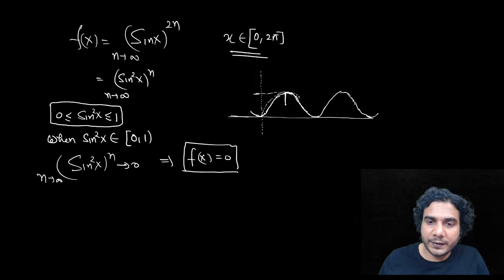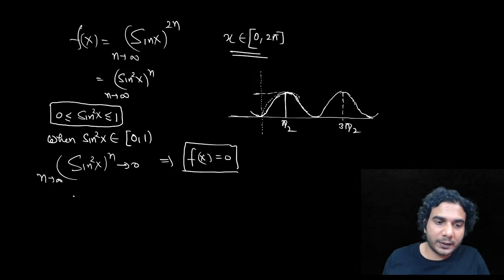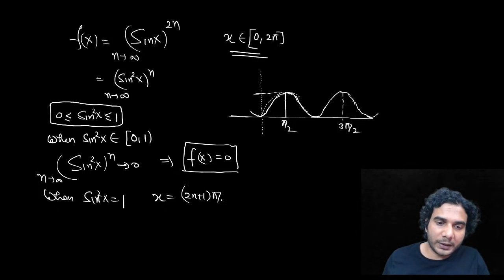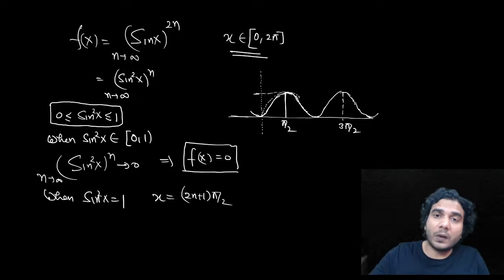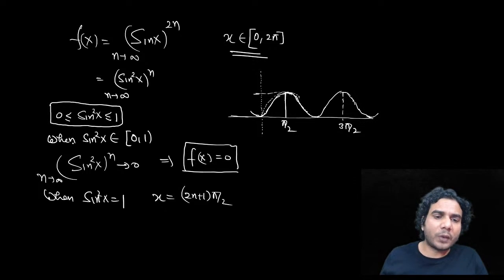Sin x is equal to 1 for these points. This point is pi by 2. This point is 3 pi by 2. Okay, I'm talking about sin square. So when sin square x is equal to 1, that means x is equal to (2n plus 1) into pi by 2, odd multiples of pi by 2. Then sin square is 1, and other than these values sin square is always less than 1. And if you generalize it, then this is odd multiple of pi by 2.